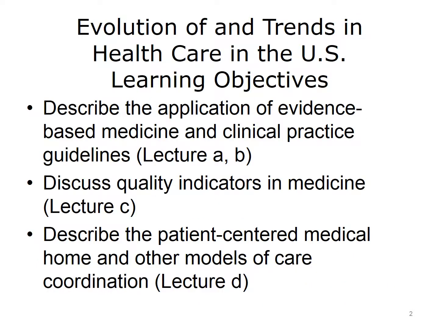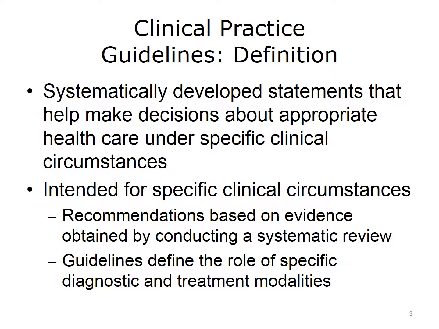The learning objectives for this unit, Evolution of and Trends in Healthcare in the U.S., are to describe the application of evidence-based medicine and clinical practice guidelines, discuss quality indicators in medicine, and describe the patient-centered medical home and other models of care coordination. This lecture will continue the discussion of clinical practice guidelines which began in Lecture A.